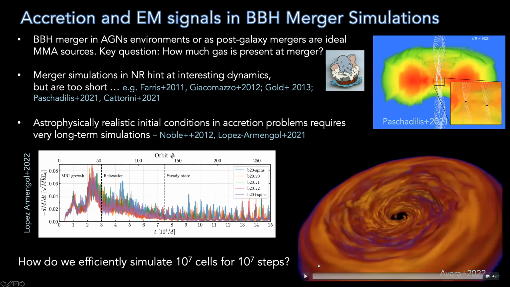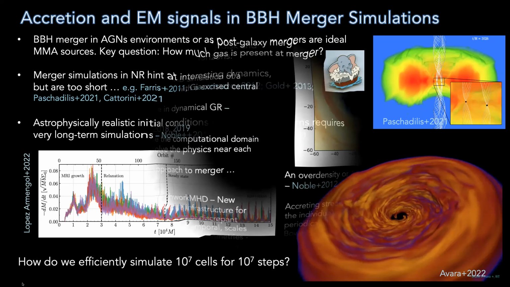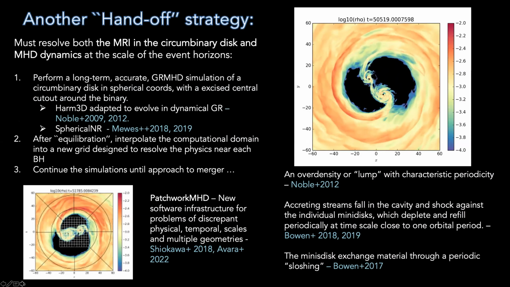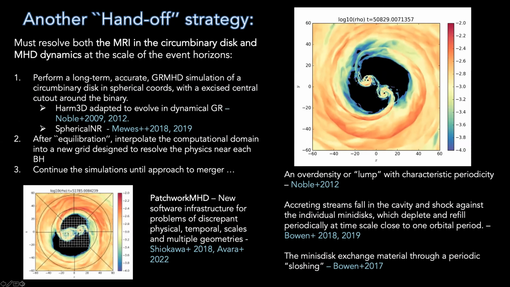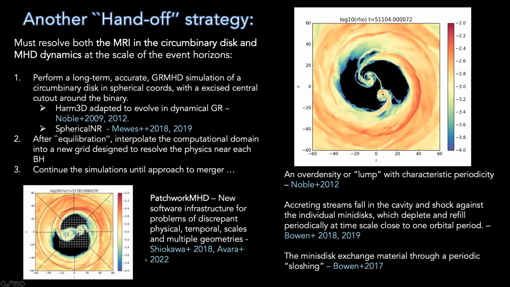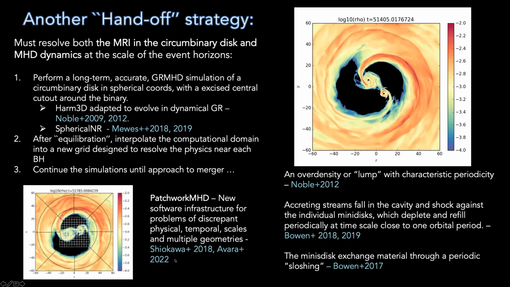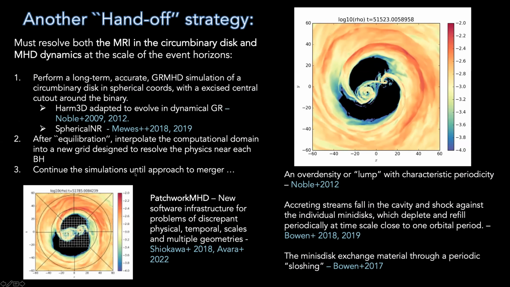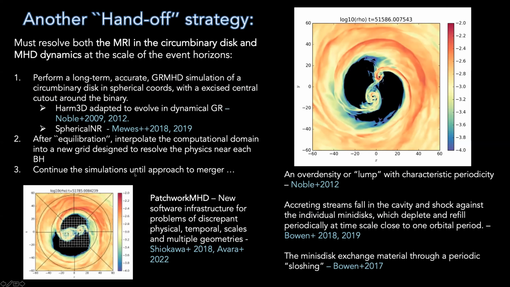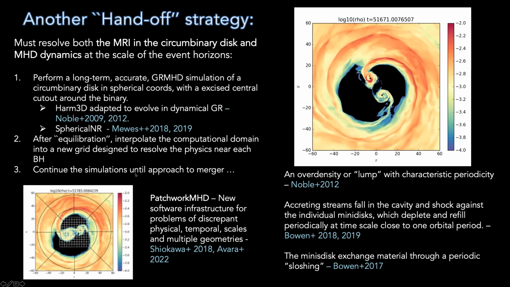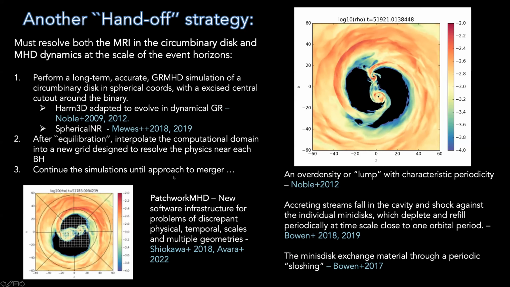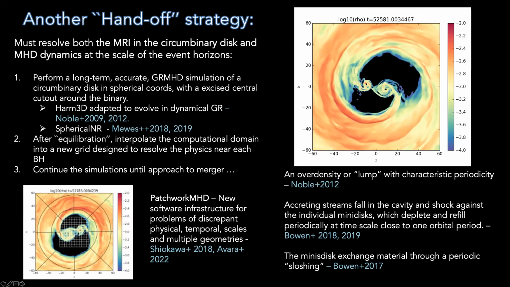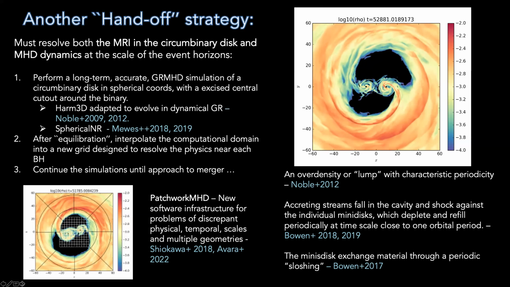I don't have, unfortunately, a lot of time to show you this simulation, so I'm going to go forward quickly. This is to show you one of these handoff strategies. This is now from a spherical code to another almost Cartesian code to do the merger. And you can see how you can use a strategy to evolve the circumbinary disk for many, many orbits, hundreds of orbits, and then hand this off to a code to do the merger. Unfortunately, I don't have a lot of time, but there is a lot of interesting physics that we've been able to do this way.